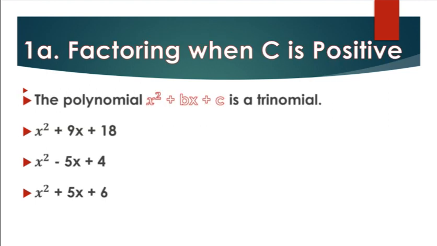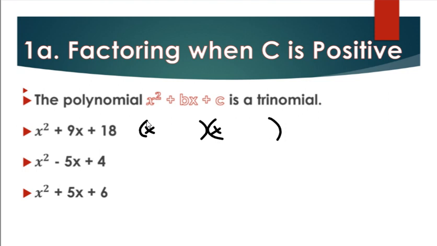It says the polynomial x squared plus bx plus c is a trinomial. We want to factor these when c is positive. So I need to have two binomials. And since I have x squared, I need both binomials to have an x. Now to get 18, I need to find two numbers that I can multiply to get 18, but add together to give me 9.